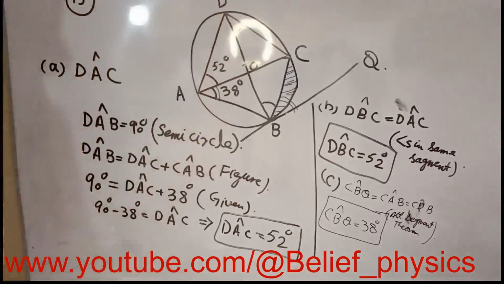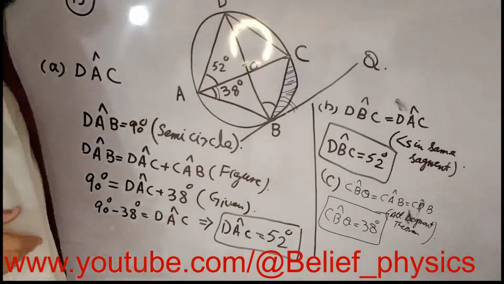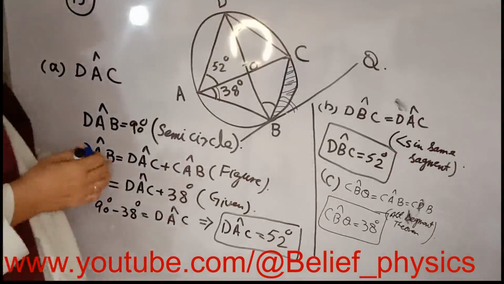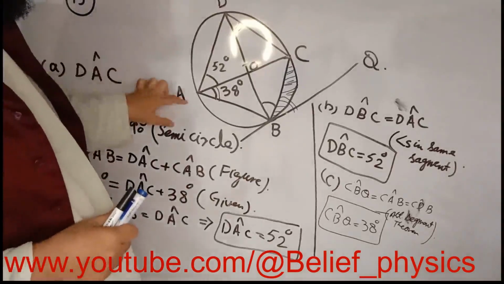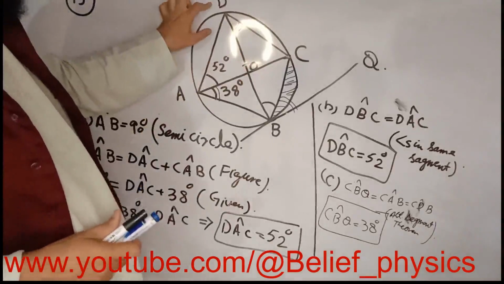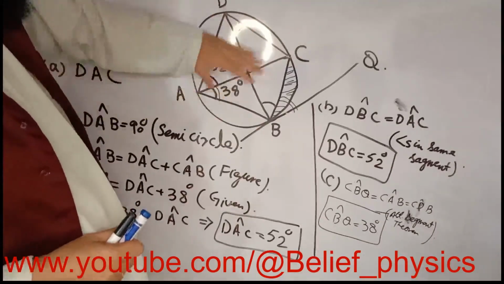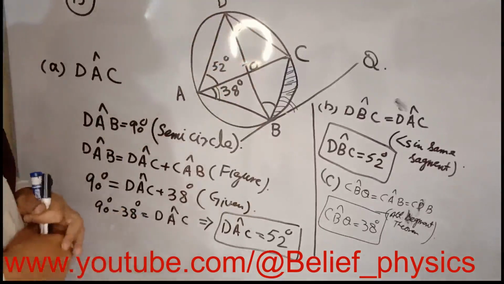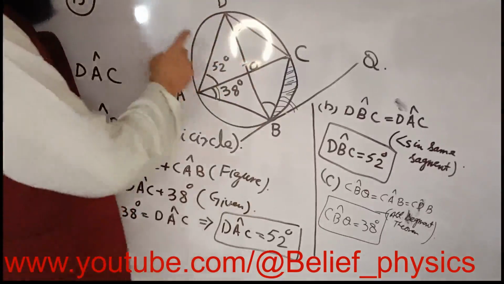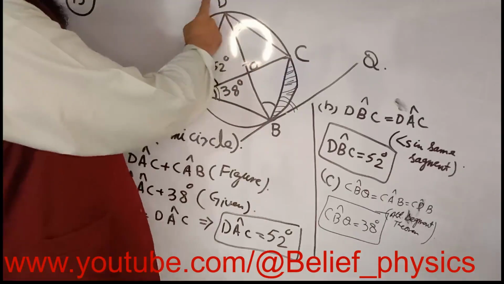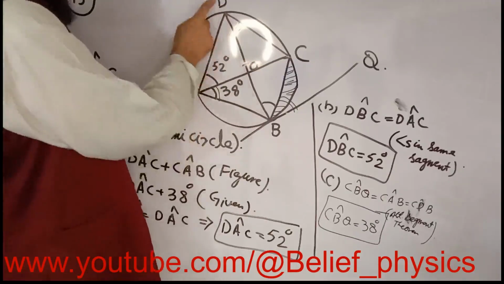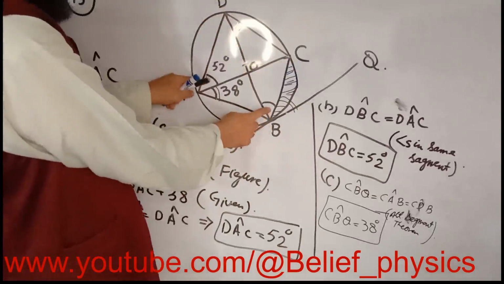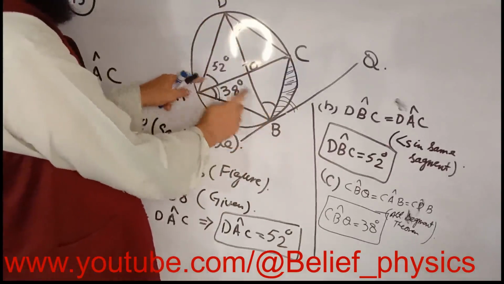Second, we use the angles in the same segment. This was DBC. We found DAC. This was the angle made by DC in this segment. Therefore, any angle by DC in the segment will be 52 degrees. Therefore, DAC is 52 and DBC is also separated by DC. So these two angles are equal. Therefore, this is 52. This is also 52.